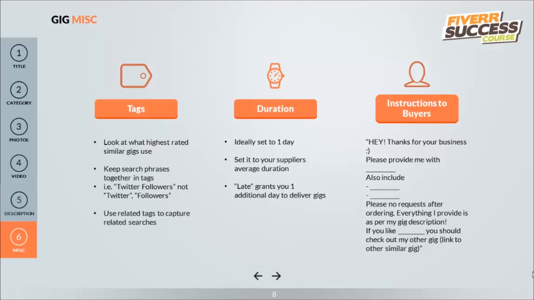And then lastly, we have instructions to buyers. This is really important too. Here's a sample of what I use for all my gigs that I create on Fiverr. You guys can use it word for word if you like. It doesn't really matter. Also, as you can see at the end of the description, I'm upselling. I'm saying, you should check out my profile, I also sell this gig. And that will help you get those additional sales and help you upsell to your buyers.